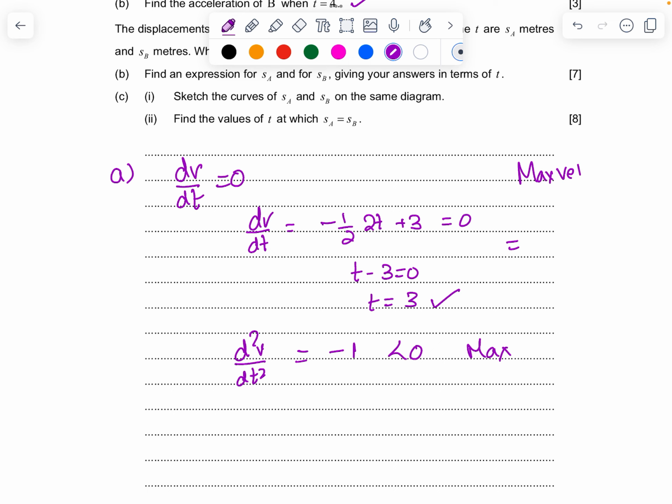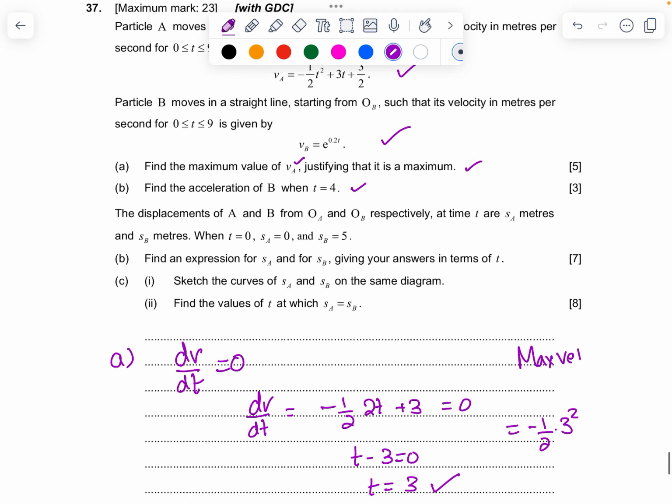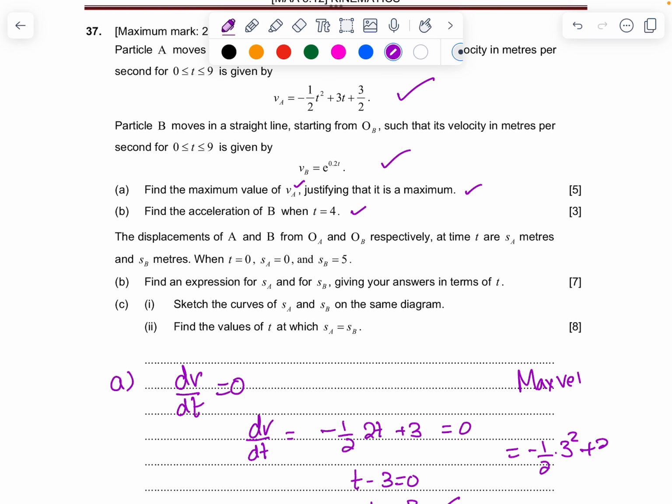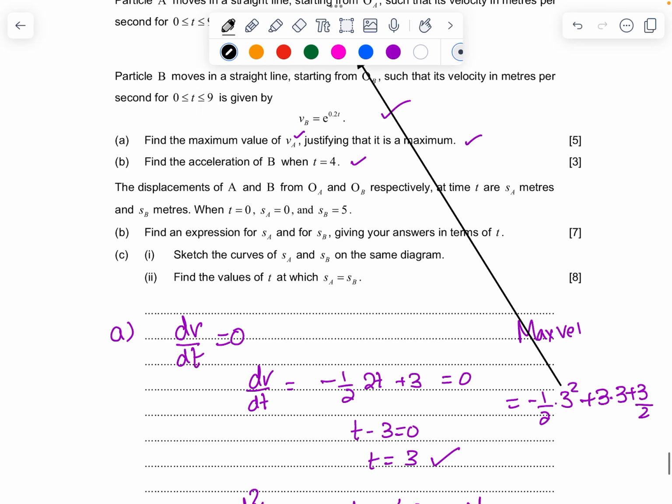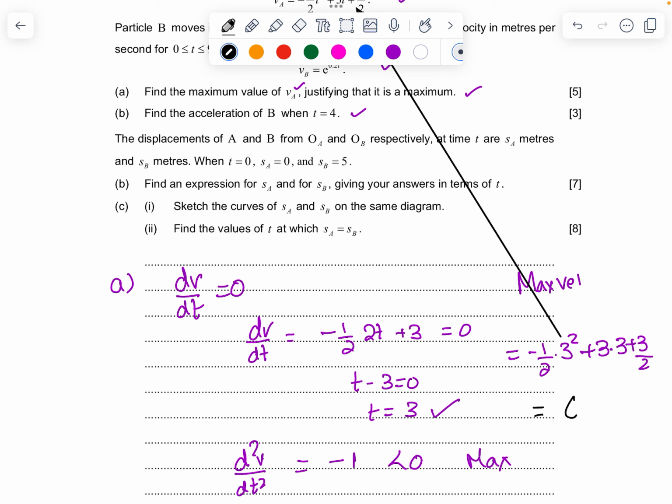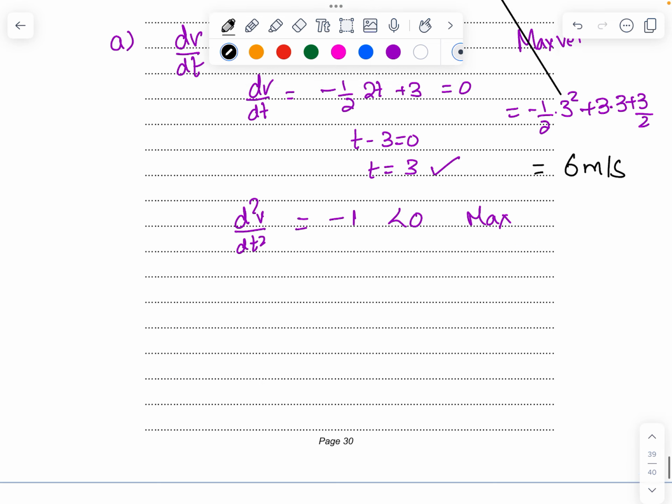Max velocity will be minus 1 upon 2, t square is 3 square, plus 3 times 3 plus 3 by 2. What am I doing it at? I am substituting in this equation. So simplify that, you should be able to get 6 meters per second.